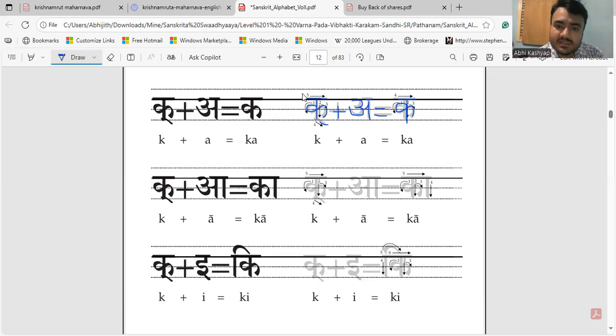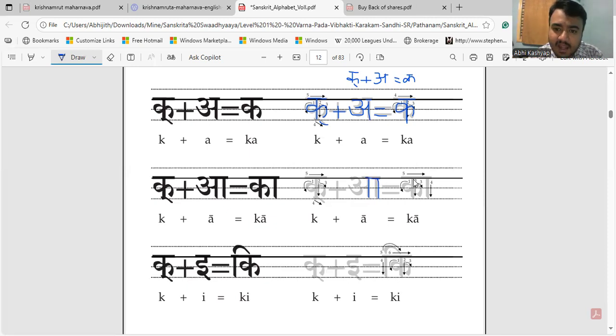Without Swarasayoga, these Vyanjanas are expressed with a dash at the end. So first K is written in Devanagari like this. But this is without Swara. Now I add Akara to it, the first Akara, that is Hraswa. Then I get my Ka, complete.